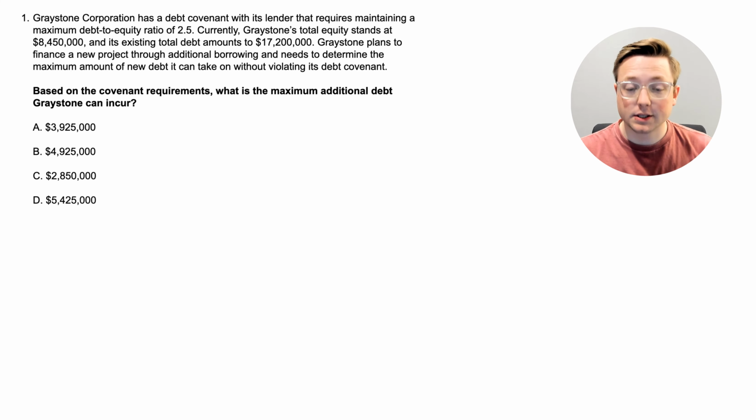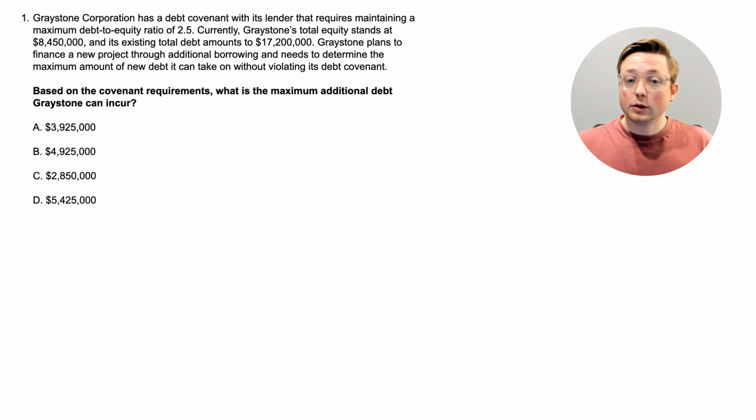Based on the covenant requirements, what is the maximum additional debt Greystone can incur? Okay, let's go up to the top. Greystone Corporation has a debt covenant with its lender that requires maintaining a maximum debt to equity ratio of 2.5. Currently, Greystone's total equity stands at $8,450,000, and its existing total debt amounts to $17,200,000. Greystone plans to finance a new project through additional borrowing and needs to determine the maximum amount of new debt it can take on without violating its debt covenant. So again, based on the debt covenant requirements, what is the maximum additional debt Greystone can incur?